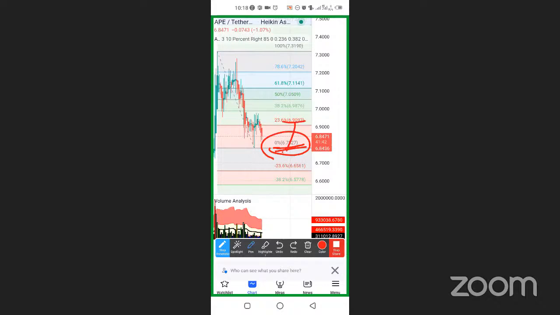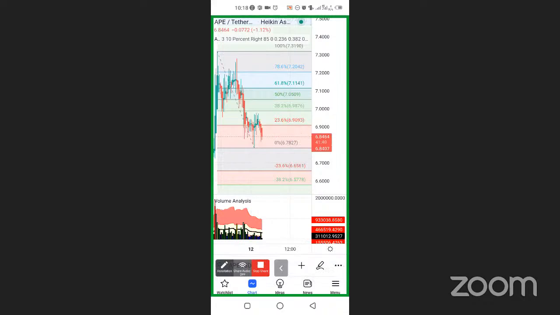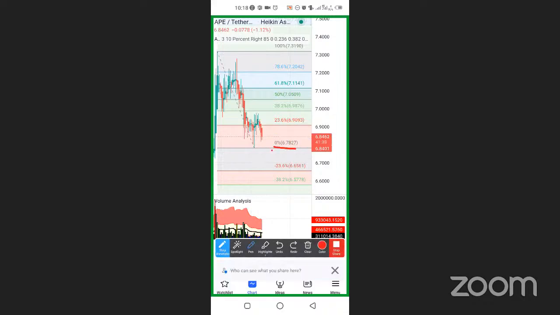It touches the 0 line here and it gets up. It touches the 0 line and it gets up. And if the market has momentum, it can still go up to the 38 line up here, minimum.